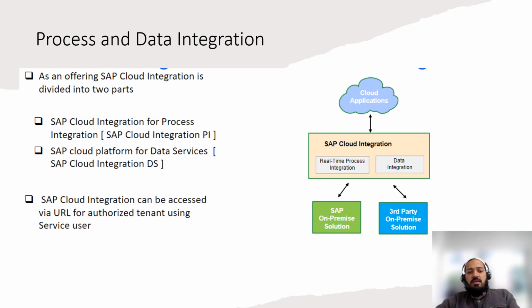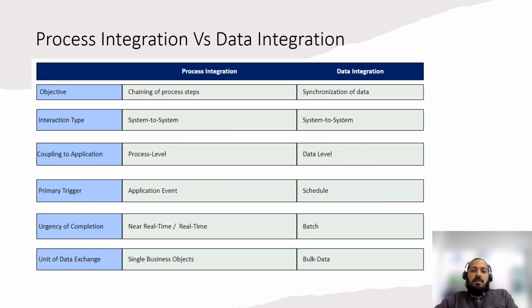So PI and DS are the terminologies used, and SAP Cloud Integration can be accessed via URL for an authorized tenant. Whoever has procured the license and the tenant, as we have seen earlier, can use the service URL. They can directly connect to those SAP Cloud Integration URLs and connect to the system. And here you see cloud applications running are connected to the real-time process integration and data integrations, which on the other hand are connected to on-prem solutions and third-party solutions.